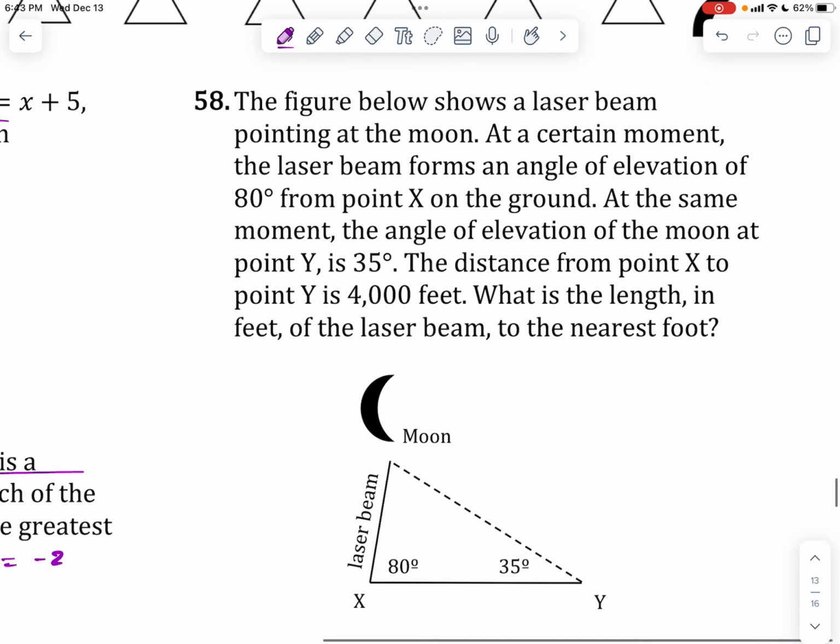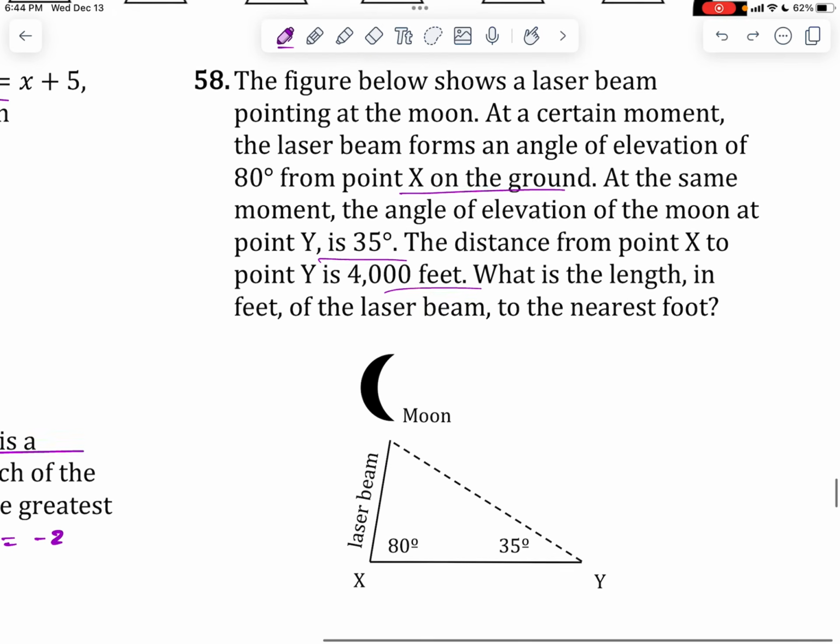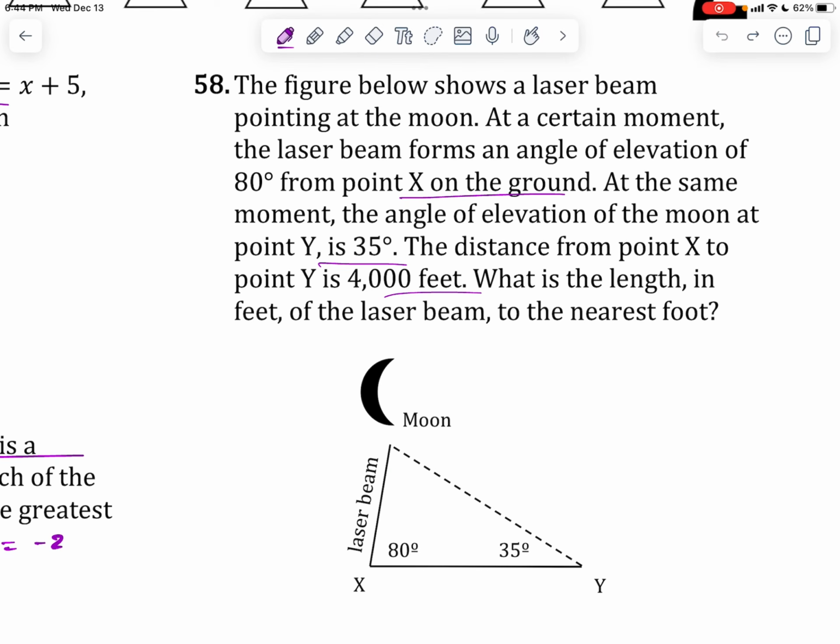The figure below shows a laser beam pointing at the moon. At a certain moment, the laser beam forms an angle of elevation of 80 degrees from point X on the ground. At the same moment, the angle of elevation of the moon to point Y is 35 degrees. The distance from point X to point Y is 4,000 feet. What is the length in feet of the laser beam to the nearest foot? Here to here is what we're looking for. We're told the angle of elevation is 80 degrees. From the moon to the point Y is 35 degrees. And point X to Y is 4,000 feet. Okay, and we want this distance right here.